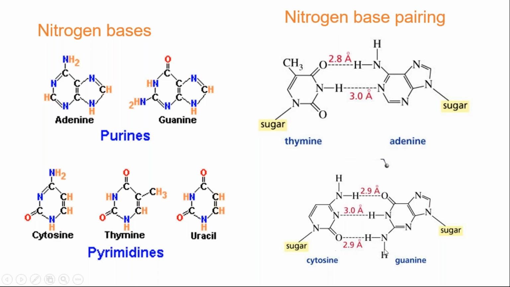And in the case of cytosine and guanine, you see there are 3 hydrogen bonds. So you see a hydrogen bond forms between the nitrogen and the hydrogen over here. So it is these bonds that keep the DNA, double-stranded DNA, together.